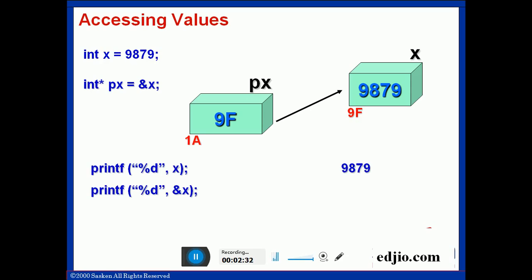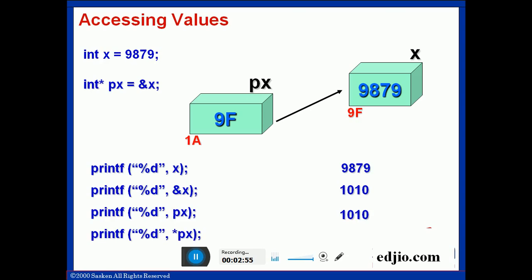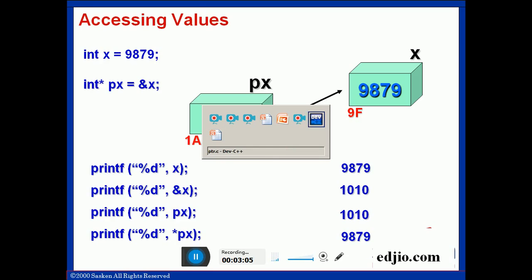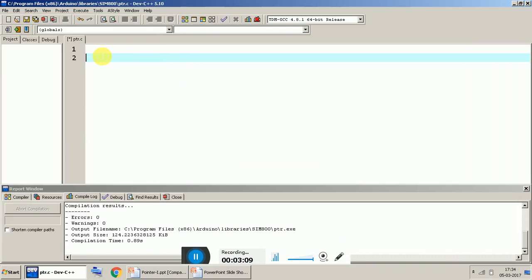If you try to print the address of x, you will get a decimal value of it. The decimal equivalent of 9F is 1010. If you try to print px, you will get 9F, what is inside it, so that decimal value is 1010. And if you try to print the pointer of px, you will get the actual value that got stored in that address. So let's go to Dev C++, and I'll show you a practical implementation of it.